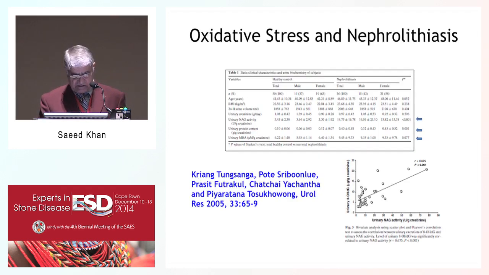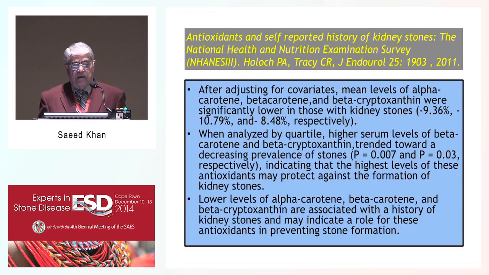Then, from the same paper, you can look at these. There is a difference between the stone formers and the non-stone formers in the amount of these different activities. Also, you look at NAG, which almost all the nephrologists know, a marker of nephrological injury. So you can see that there is an injury, an increase in the lipid byproducts in the stone formers.